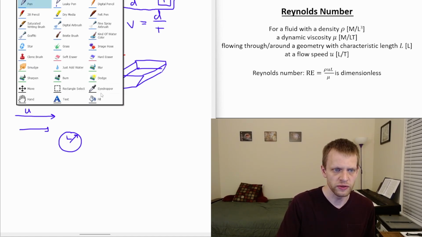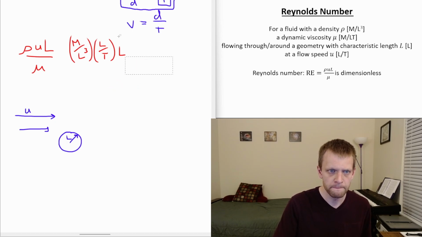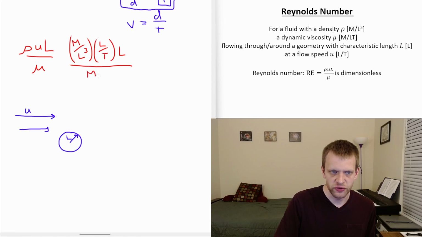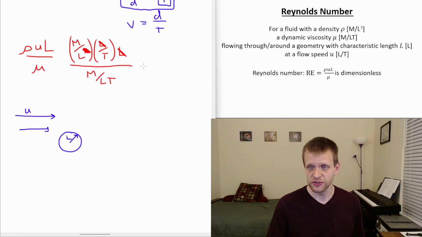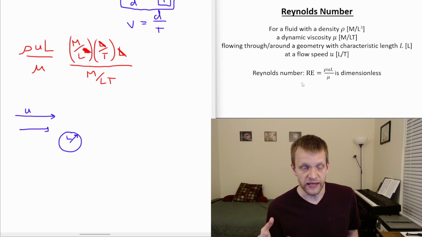I'm going to need to erase a little bit more on here. And that dynamic viscosity, we said has units of mass divided by length times time. So we can cancel out that length, and two of those lengths. And then we get mass divided by length times time over mass divided by length times time. That is dimensionless.